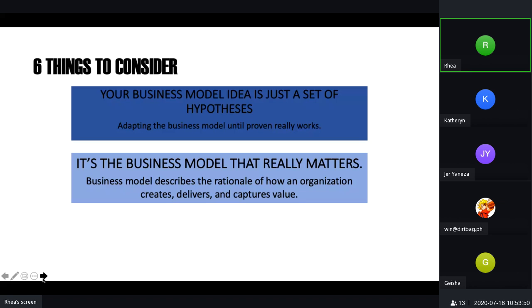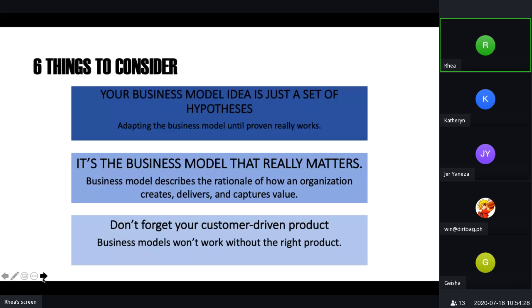It's the business model that really matters because this describes how your company, your startup, your business creates, delivers, and captures value. So do not think that you are the first startup that addresses this problem. You might be taken aback that there are already a lot of startups and businesses that are doing the same thing. But what will make you different from those that are existing and from the rest would be the kind of value you are giving to your customers.